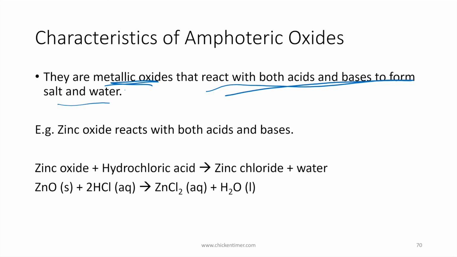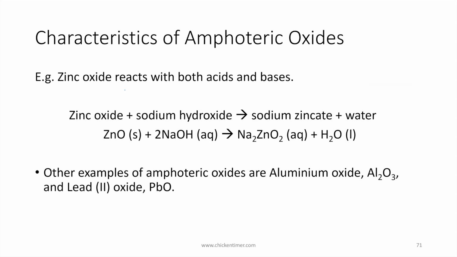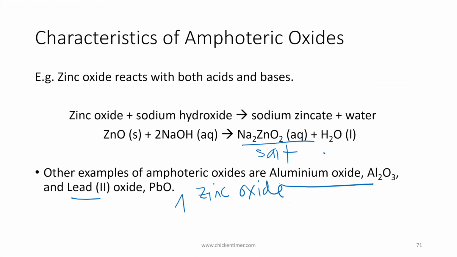So for example, zinc oxide reacts with acid, we get zinc chloride and water here. Then it reacts with base to form salt and water again over here. Amphoteric oxides are easier to remember. So they are aluminum, lead, and zinc oxide. These 3 are the only amphoteric oxides that you need to know.